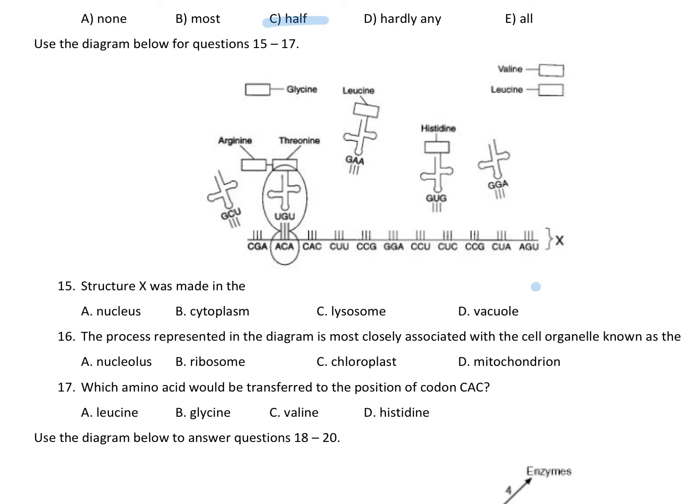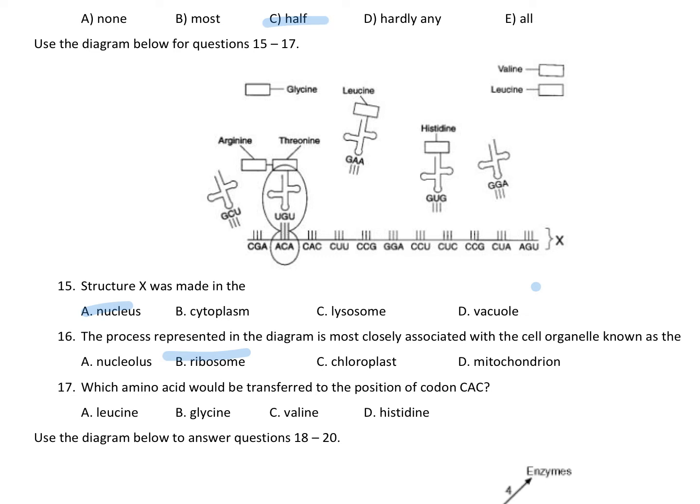All right, structure X was made in the, what is structure X? Oh, that's probably the mRNA, right? Which must have been made in the nucleus. All right, process represented in the diagram is most closely associated with the ribosome because this is where translation is taking place.